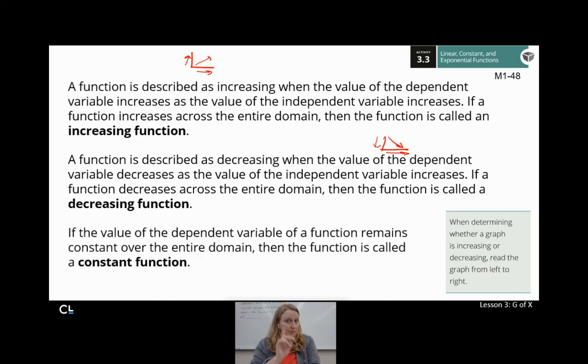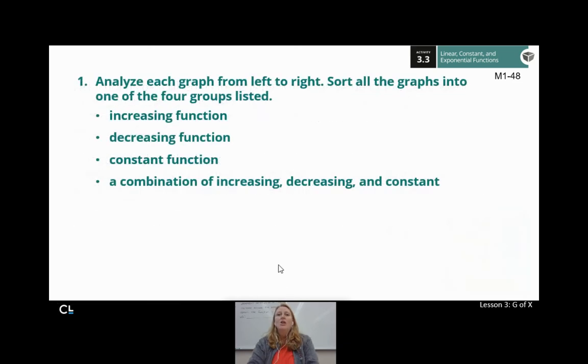Now, of course, it is possible that things don't change. If the value of the dependent variable of a function remains constant over the entire domain, then the function is called a constant function. So it doesn't matter what's happening with my independent variable, the dependent variable isn't moving. It's like flatlining. That would be a constant function. Zero slope, baby.